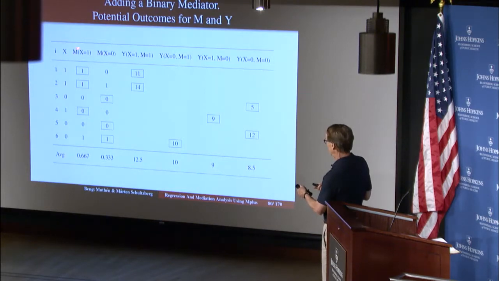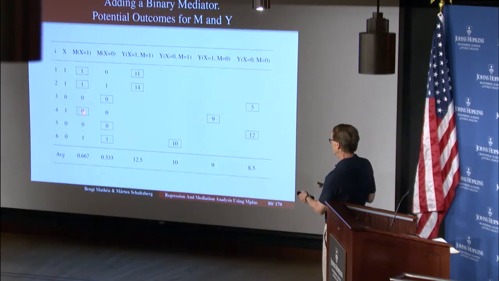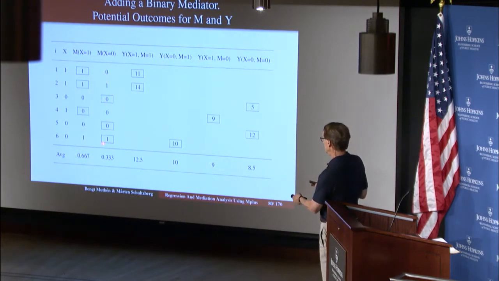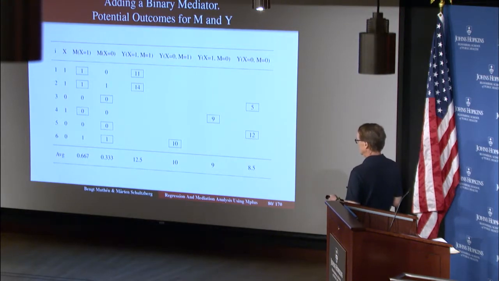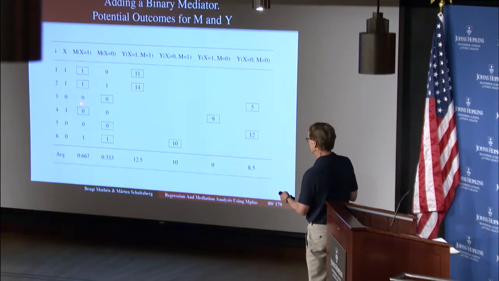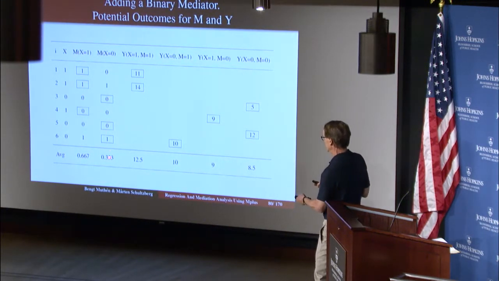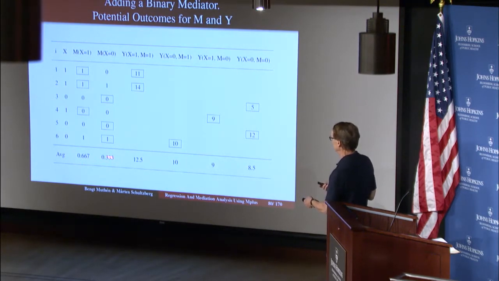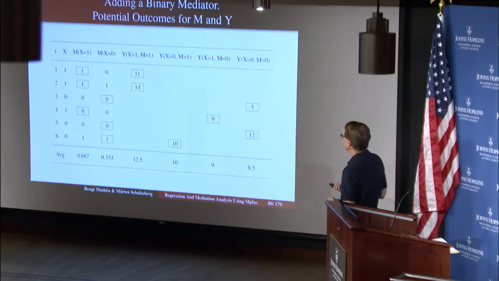Well, you see that for X equals 1, you have M equals 1, 1, and 0. So two of the three observed values in the X equals 1 column are 1. So that's 2 over 3. That's 0.66. Whereas in the M values for X equals 0, you have 0, 0, 1. So you have only 1 out of 3 that has M equals 1. So it looks like X equals 1 tends to give M equals 1. X equals 0 tends to give M equals 0. So that's the distribution of M for the two X values.